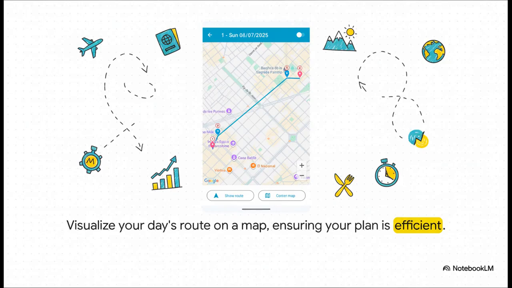Okay, this is a total game changer for efficiency. The app takes all the places you've planned for one day and plots them on a map, drawing the route between them. Right away, you can see if your plan makes sense or if you're zigzagging all over the city like a tourist. It's a simple visual check that can literally save you hours.